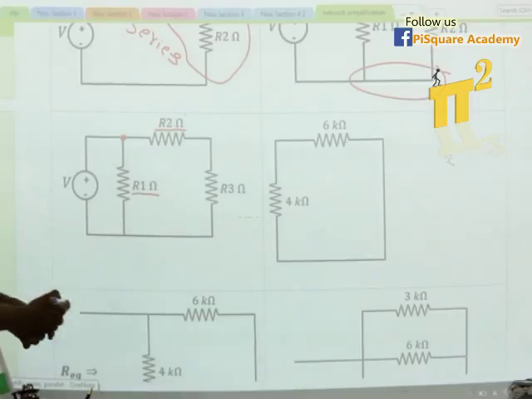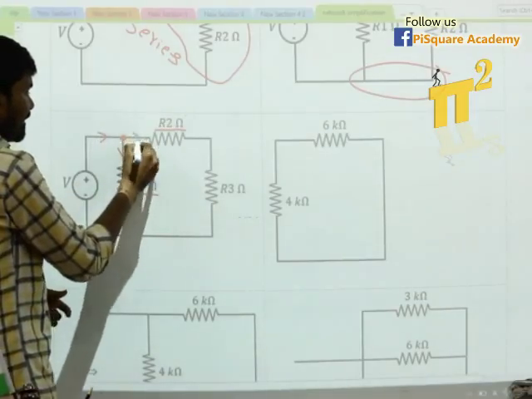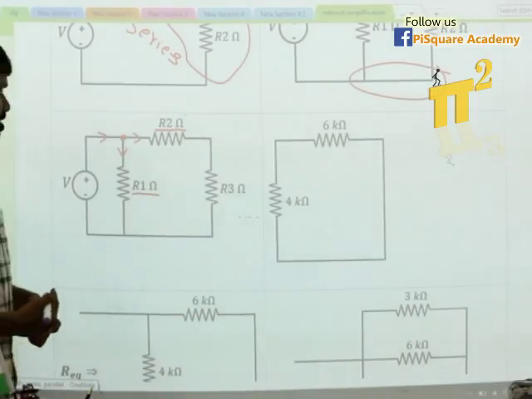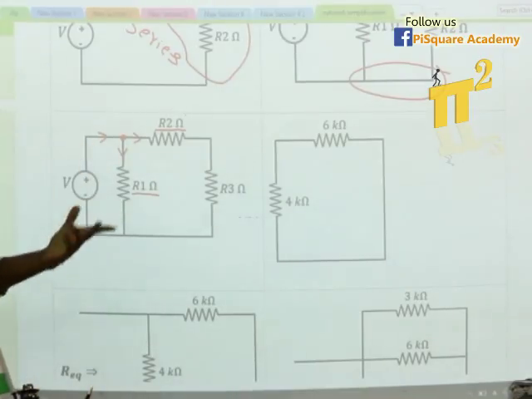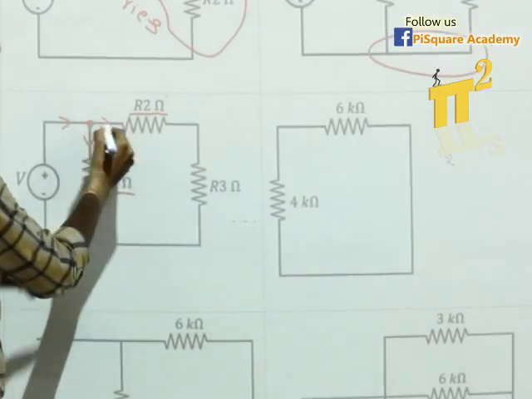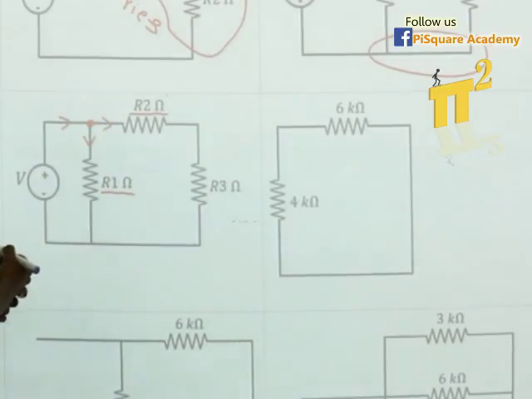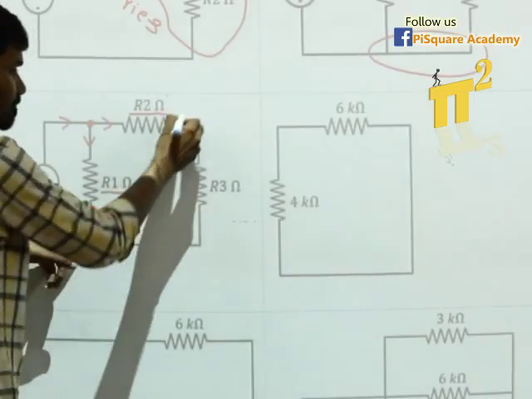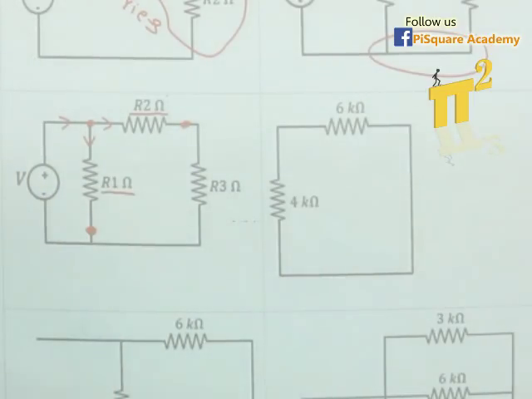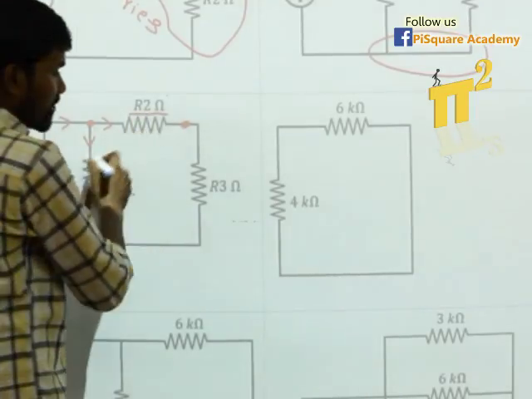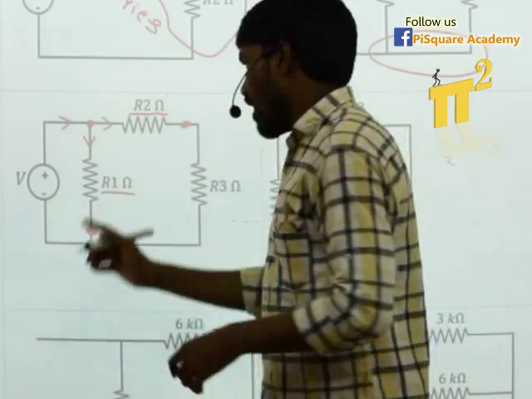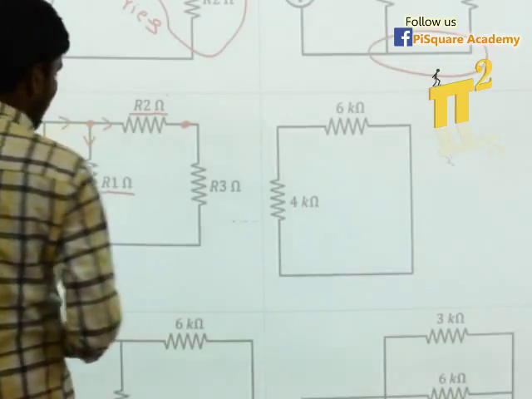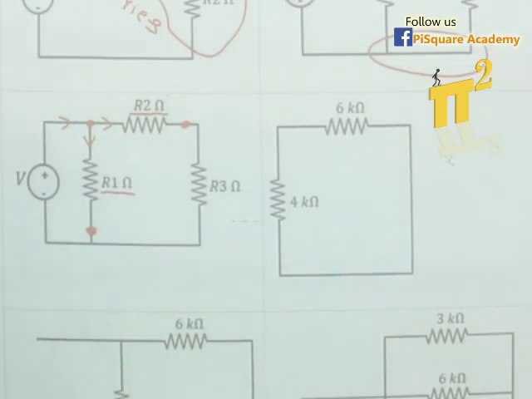Are they in parallel? Let's check. Current is getting divided. That's fine. First condition is satisfied. Second condition, whether they are sharing the same node or not. Okay, this node is same for both the elements, but this node here and this node here, they are different. As they are different, I cannot say these two are in parallel. So R1 and R2 are not in series, not in parallel. I hope things are clear.